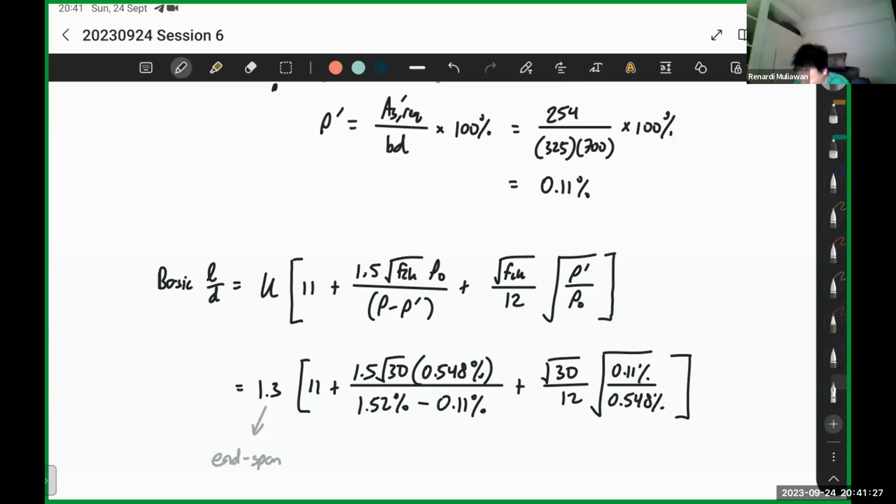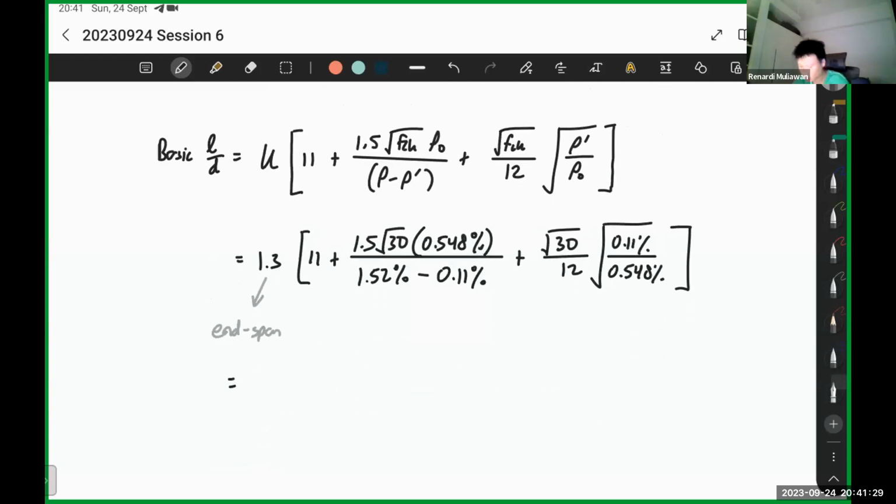Okay, so you just plug in everything to your calculator and you get basic L over D. So 1.3 multiplied by 11 plus 1.5 times 0.548 over 1.52, plus square root of 30 divided by 12, square root of 0.11 divided by 0.548. You get 18.72. That's your basic L over D. So first step done.